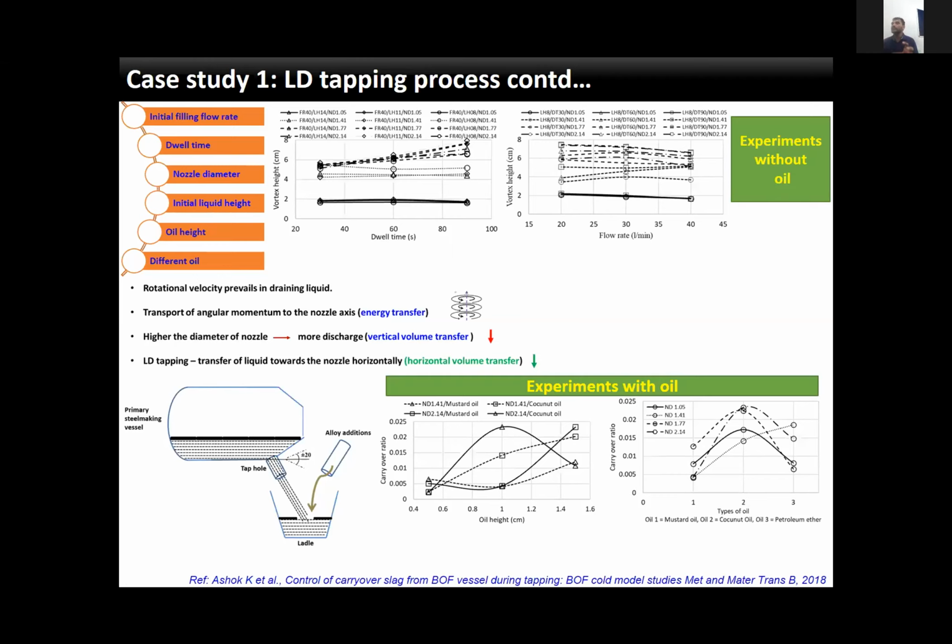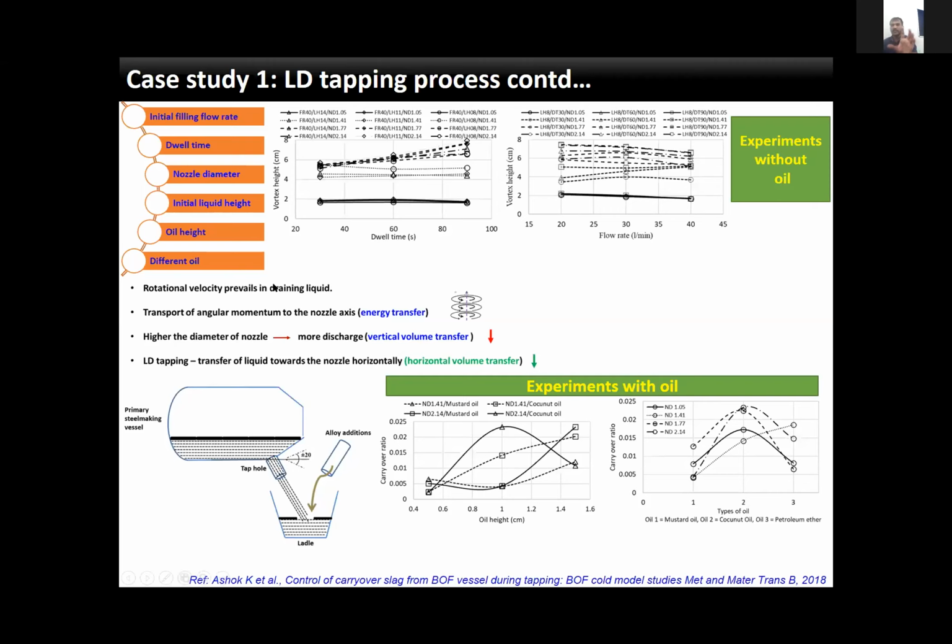So that will leave some amount of residual motion in the liquid. And also you are tilting the converter from the upright position to the tapping position. During this process, some residual motion will be generated. These are all the sources of residual motion. So now the finding is, if residual motion is present in the liquid, it will suppress the vortex formation. So let us see how it is happening.